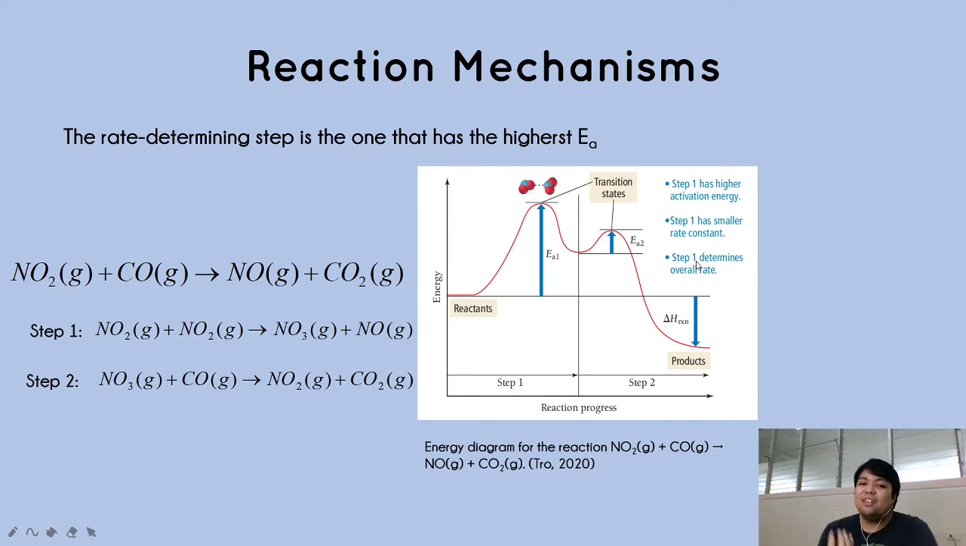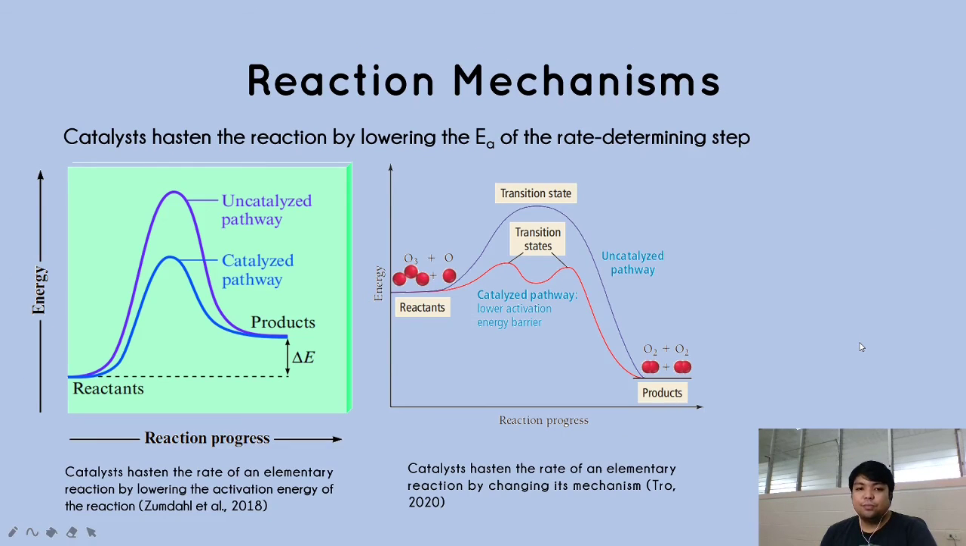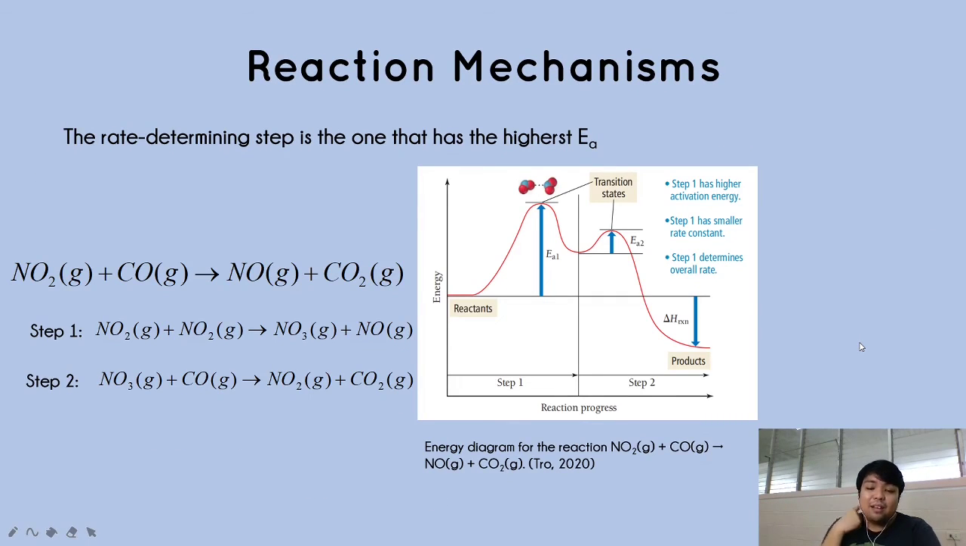And also, since it is the slowest step, it will also have the highest activation energy, as shown in our Arrhenius equation. As you remember from your Arrhenius equation, the greater the activation energy, the lower will be its rate constant. Thus, the slower it will proceed.